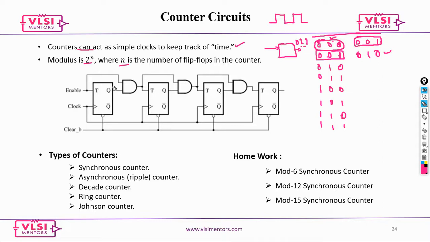Now, modulus is 2^n, where n is the number of flops. If you have 4 flops in this case, how many states can you count using these 4 flops? 2 to the power n, so 0 to 15 you can count. Now let's say you have only 3 flops. How many states would you be able to count? It is going to be 0 to 7, so basically 8 states.